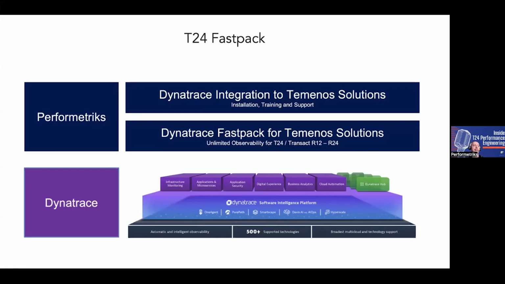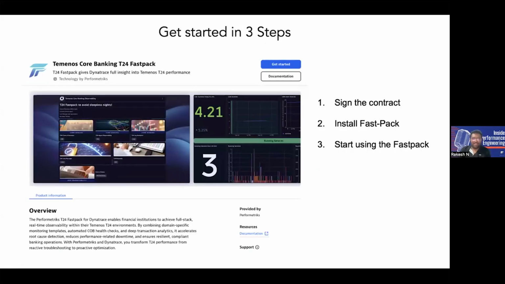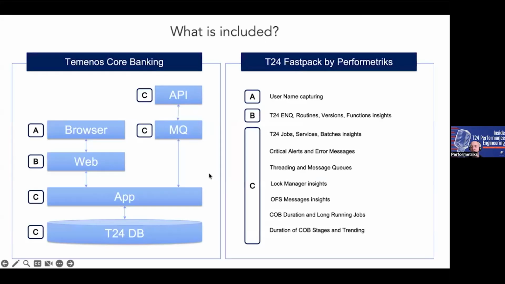The Dynatrace integration part, and how you can get these Fastpack services is simple. You just need to sign a contract with Performetrics. If you don't have Dynatrace, or even if you have Dynatrace, you can contact us. Then, for signing this contract or agreement, we install these Fastpack services in your environment, and you can use it. So we support end-to-end integration for this.